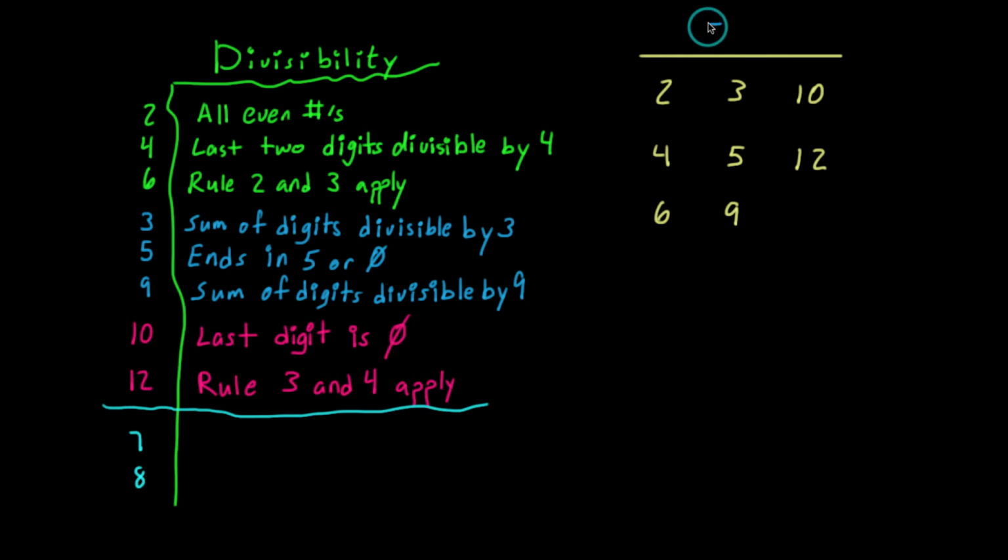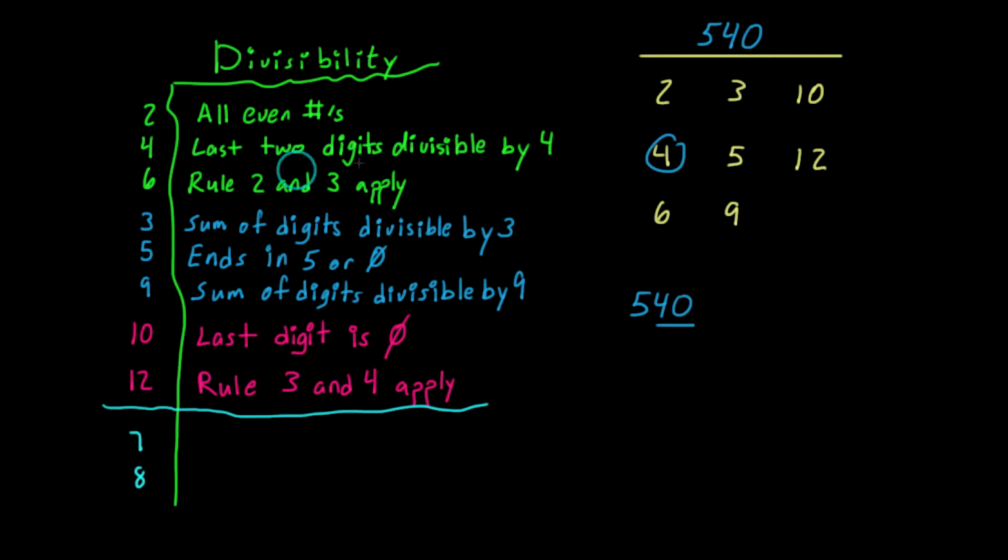How about the number 540? So I'm going to start big. I'm going to start with the rule of 12. The rule of 12 says rules 3 and 4 apply. So I'm going to write 540 below and look at the rule of 4 first. Since the last two digits, 40, are divisible by 4, I know that the rule of 4 checks out, or 540 is divisible by 4.